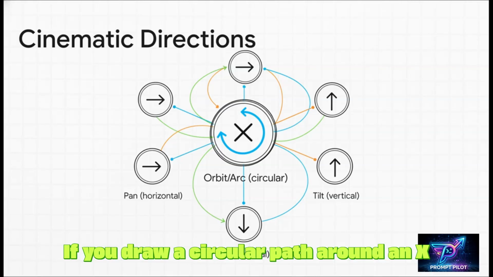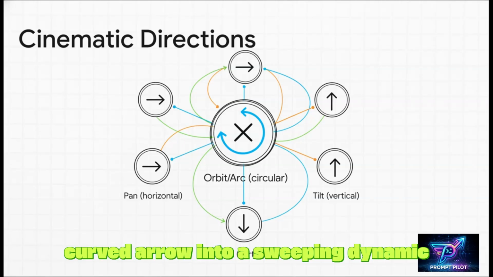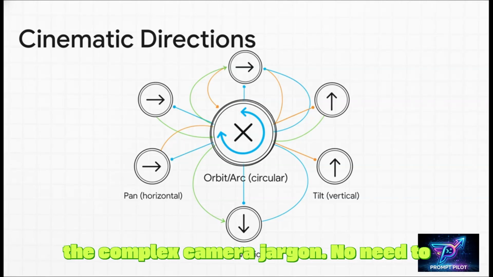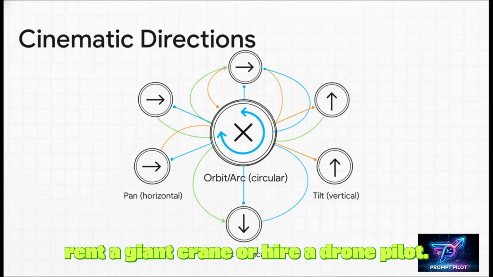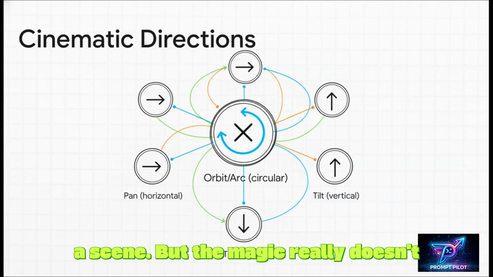If you draw a circular path around an X on a top-down map, the AI translates that curved arrow into a sweeping, dynamic drone orbit shot. You get to bypass all the complex camera jargon, no need to rent a giant crane or hire a drone pilot. You communicate your vision visually, exactly like a real director mapping out a scene.